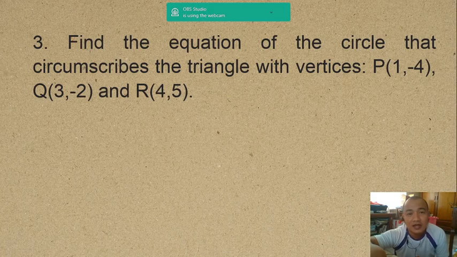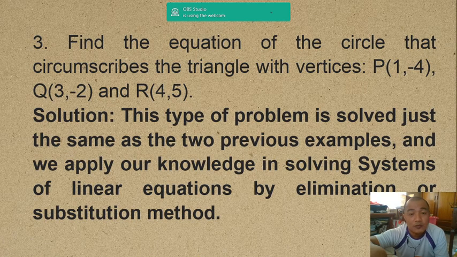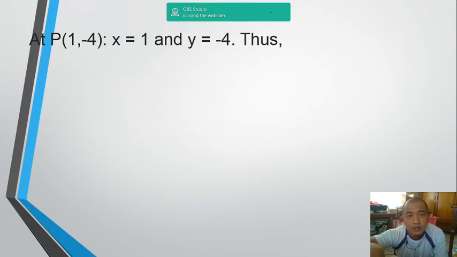Ayan. Dali lang, right? And number 3, ito na yung last example natin. Find the equation of the circle that circumscribes a triangle with vertices P, 1, -4; Q, 3, -2; and R, 4, 5. Same procedure din ang gagawin natin as in example number 1 and 2. Kasi it involves a triangle with vertices, so it passes through point P, point Q, and point R rin ito. Later on, just draw a triangle connecting the 3 vertices here, right? So first step, let us solve for D, E, and F by constructing equations 1, 2, and 3.